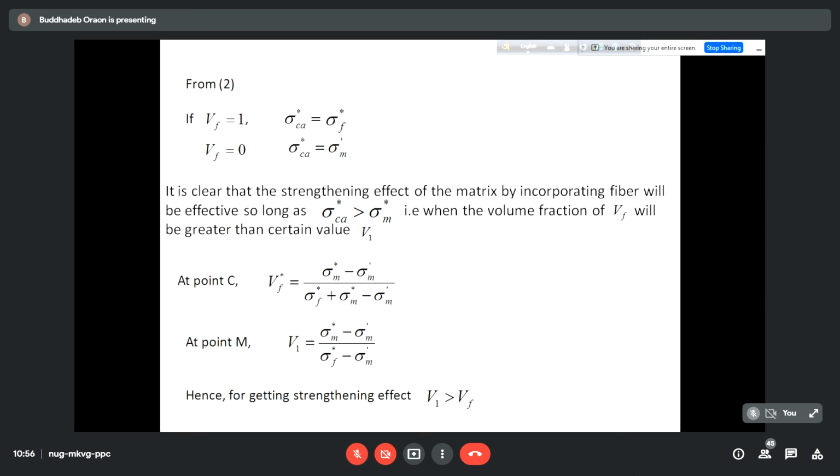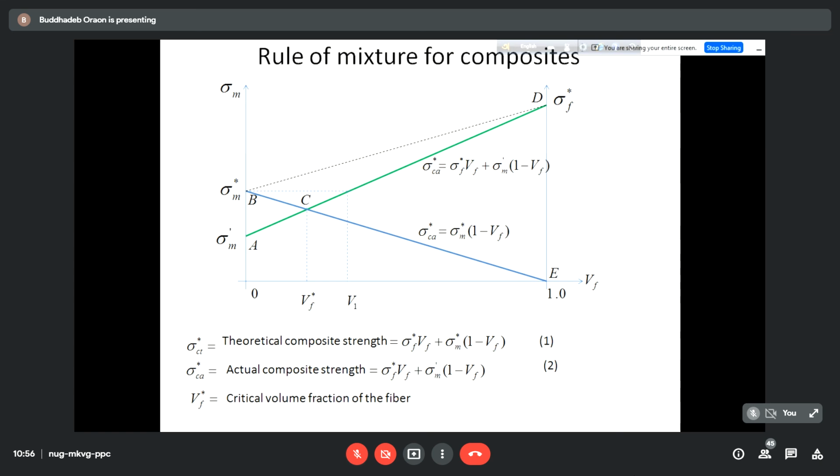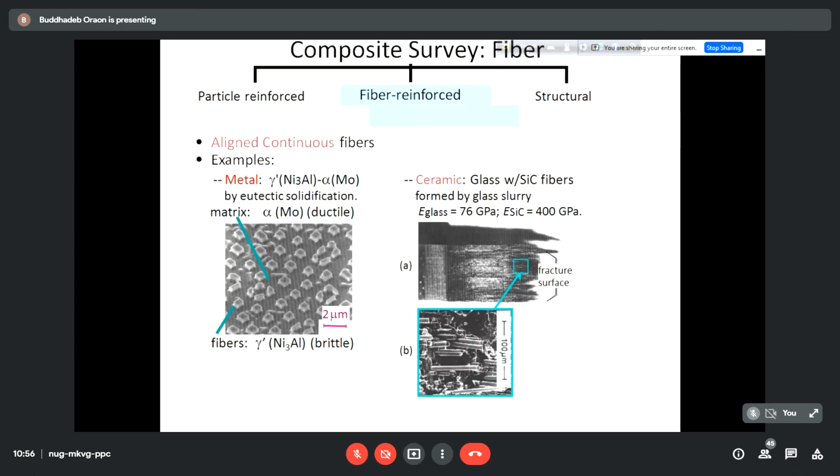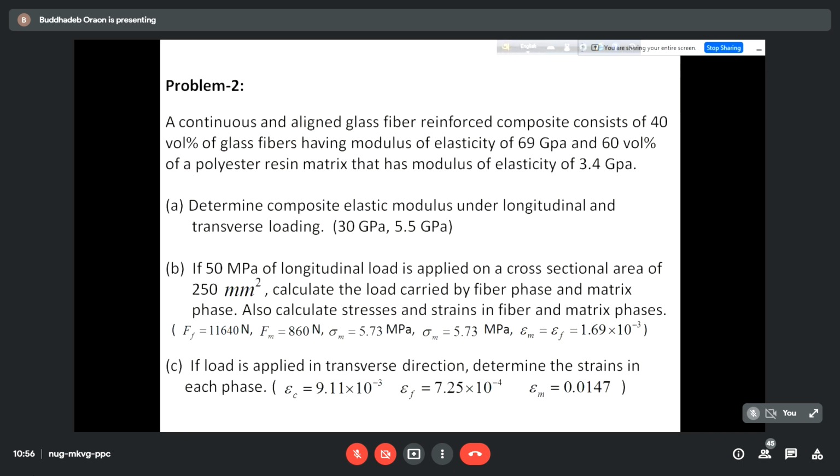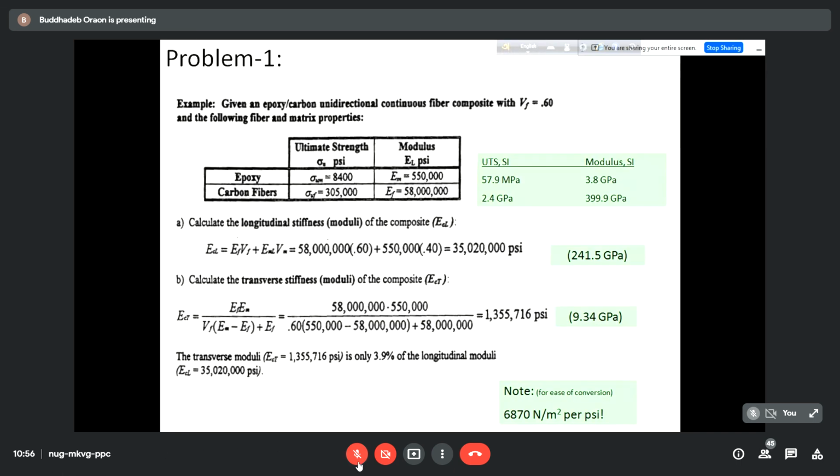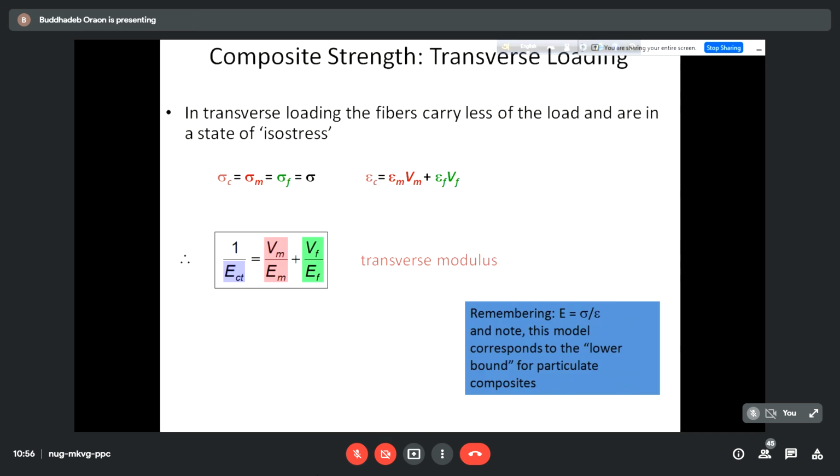So this is in brief about composite material. I have just tried to give you the idea. We have completed it in two sessions. So this is about the composite material briefly, and you can see the textbooks to get some more information. Okay.